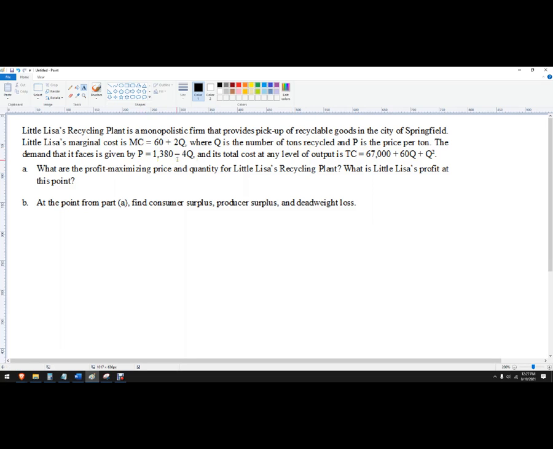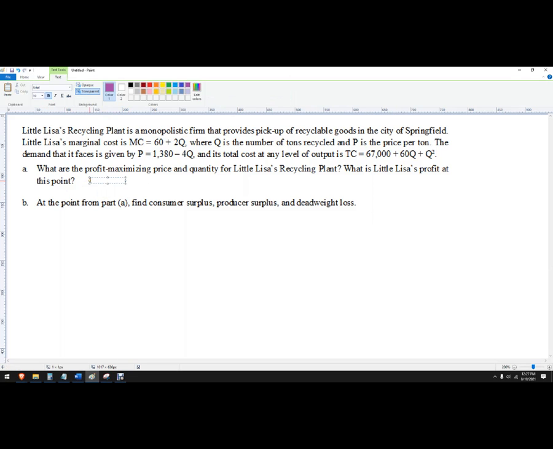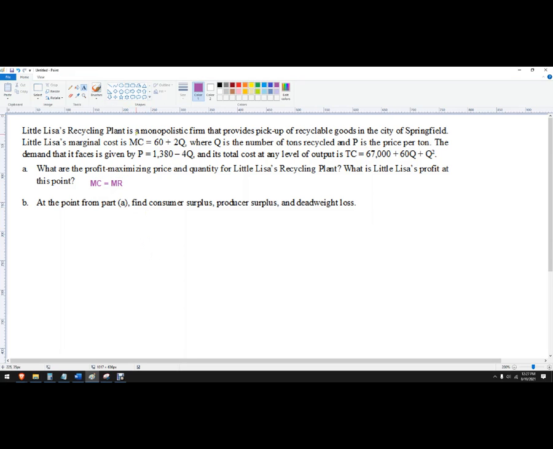The demand is right here. This is our inverse demand curve. And then we've got the total cost function. So what we need to do right here, where it says we need to find profit maximizing price and quantity, is find the quantity where marginal cost equals marginal revenue. Okay, and so we've already got marginal cost. It's that function right there.